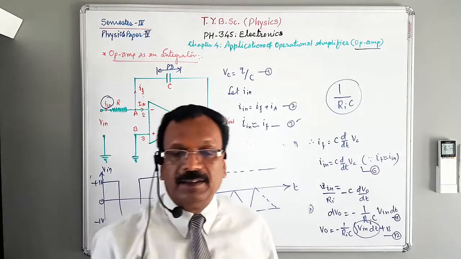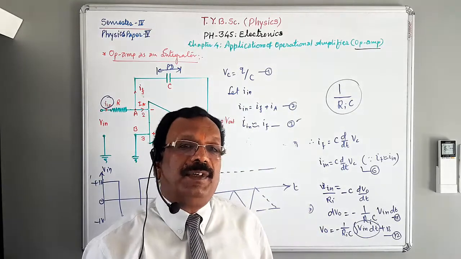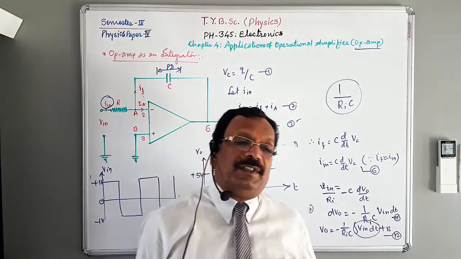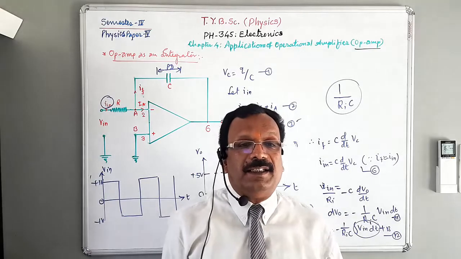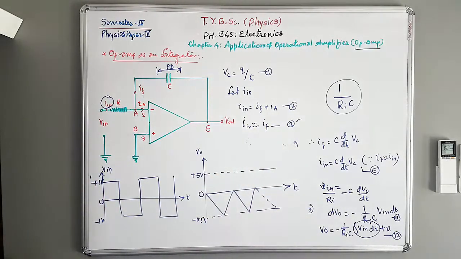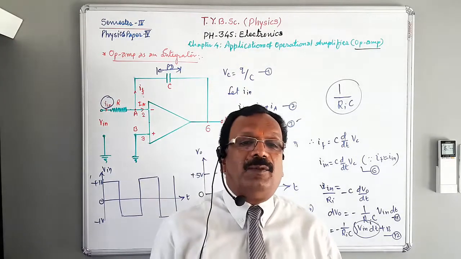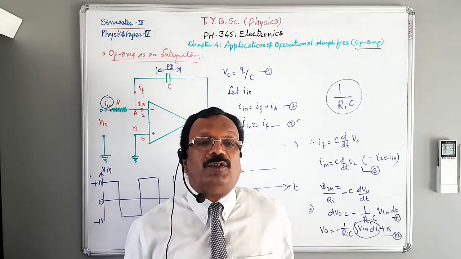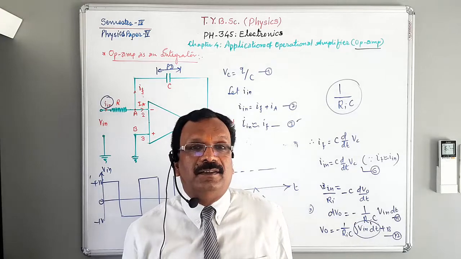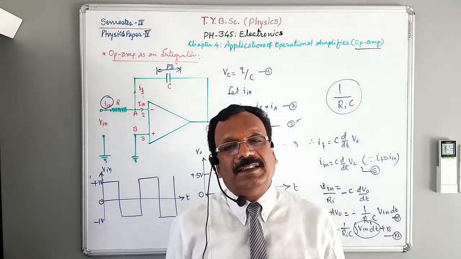Okay, in this way we are having the output form. Then there is one more important application, the differentiator. What is a differentiator? A differentiator is a circuit that performs a calculus operation called differentiation. And we know that differentiation is the opposite process of integration.